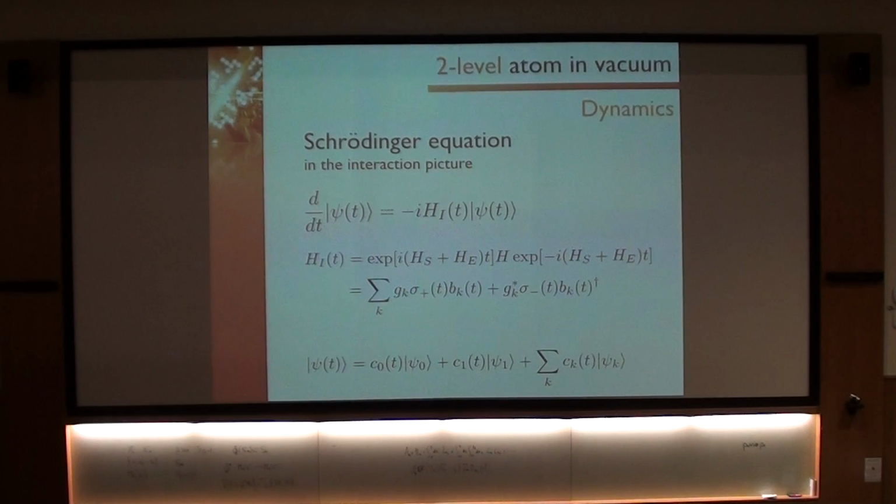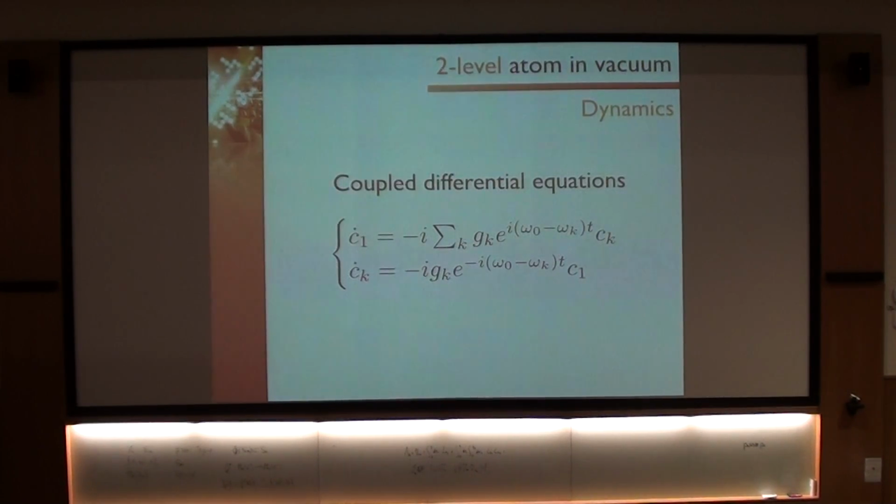So I have the Schrödinger equation, I write psi in this form, I insert this expression here, and I obtain the coupled differential equations for the coefficients C0, C1, and Ck. In particular, the coupled differential equations that I need to solve to fully know the dynamics have this form. They are a set, an infinite number of coupled differential equations, with k containing all the modes.